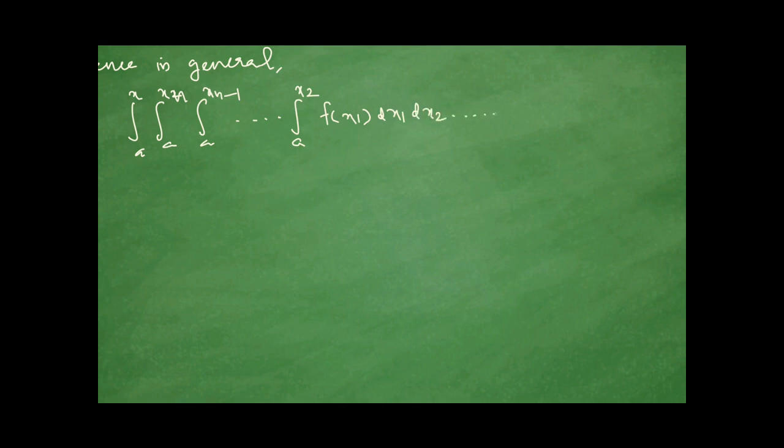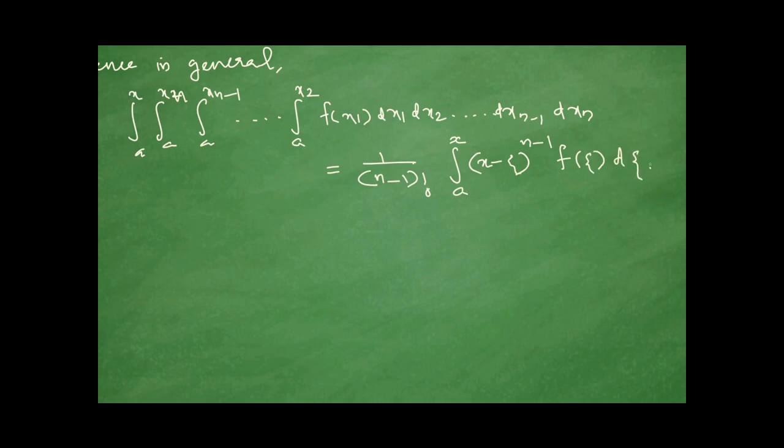In general we have the result: integral a to x, a to xn minus 1, etc., integral a to x2 of f of x1 dx1 dx2 etc. dxn minus 1 dxn is equal to, where n integrals are taken, 1 by n minus 1 factorial integral a to x of x minus theta raised to n minus 1 f of theta d theta.